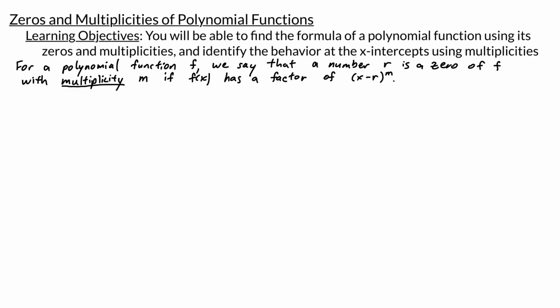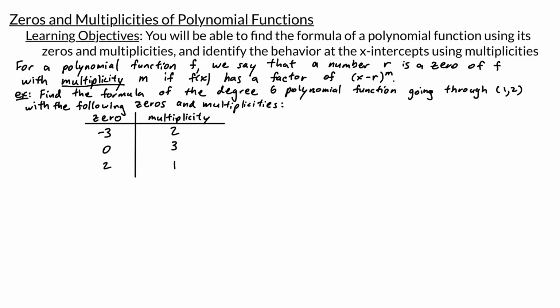For a polynomial function f, we say that a number r is a zero of f with multiplicity m if f of x has a factor of x minus r to the power of m. So the multiplicity of a zero tells me how many factors of x minus a certain number are in our polynomial function. Let's work through some examples to get a better idea of what we mean.